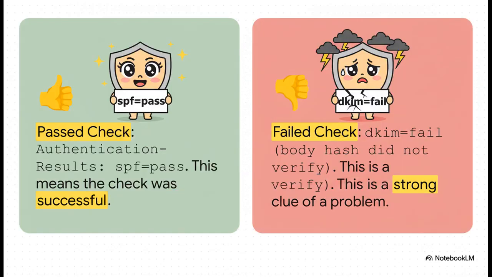And the best part is, you don't have to guess. The results are spelled out for you right in the header text. You'll see things like SPF equals pass for a good email, or a big glaring DKIM equals fail for a suspicious one. A fail is a really strong clue that something's not right.